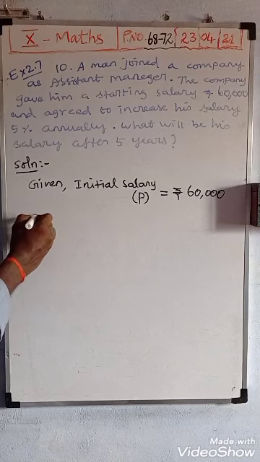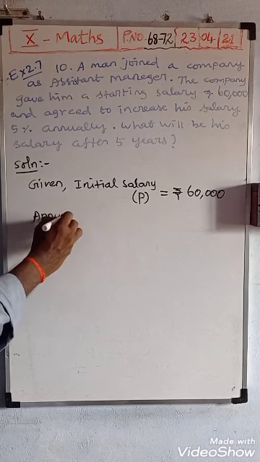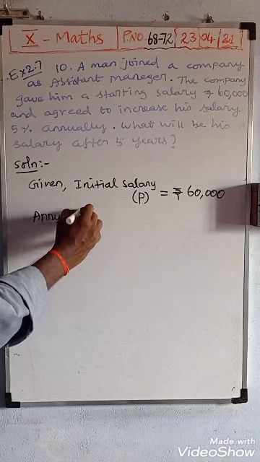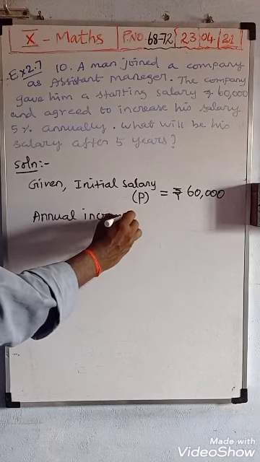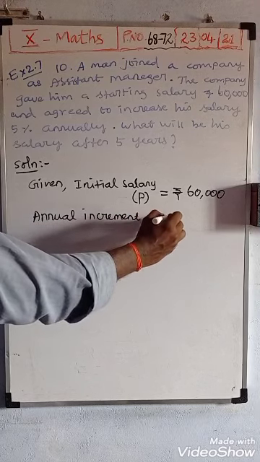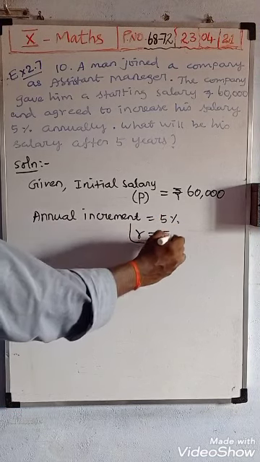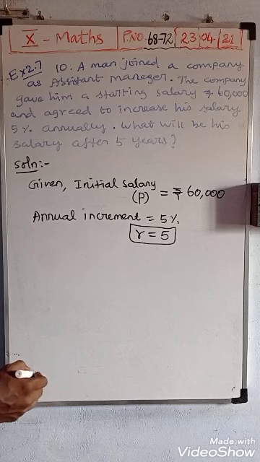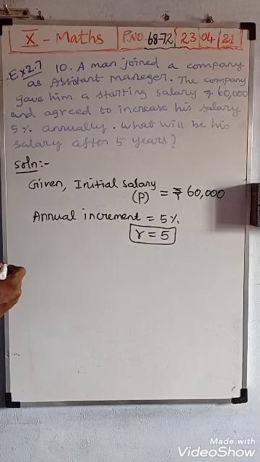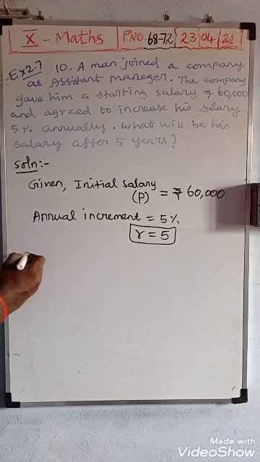Here is the annual increment, and here is the rate of interest. Annual increment, how much? 5%, that is R. Rate of interest is 5, so R is equal to 5. Now next, it is looking like appreciation only, so you want to use appreciation.